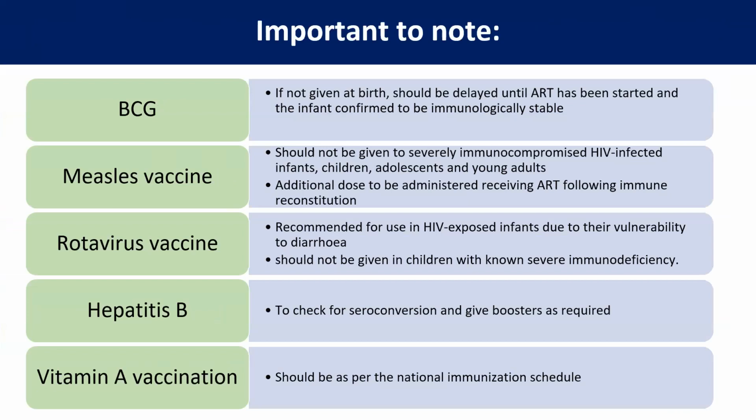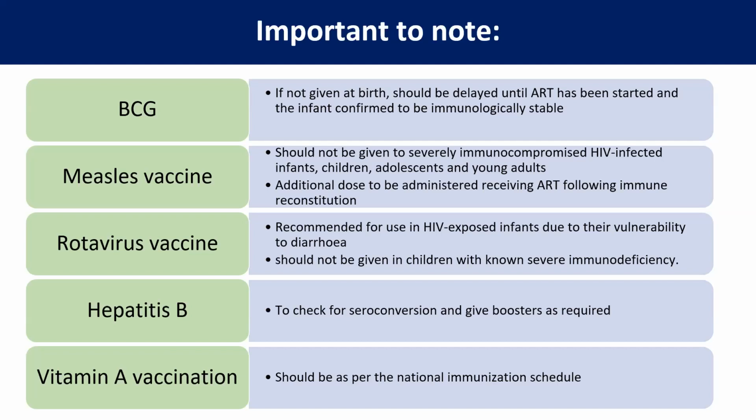So some of the things which you need to keep in mind: BCG, which is a live vaccine, if not given at birth, should be delayed until ART has been started and the infant is confirmed to be immunologically stable. Measles vaccine should not be given to severely immunocompromised HIV-infected infants, children, adolescents, and young adults. An additional dose may be administered in those receiving ART following immune reconstitution. And we all know that measles vaccine is given in a campaign mode in the school.